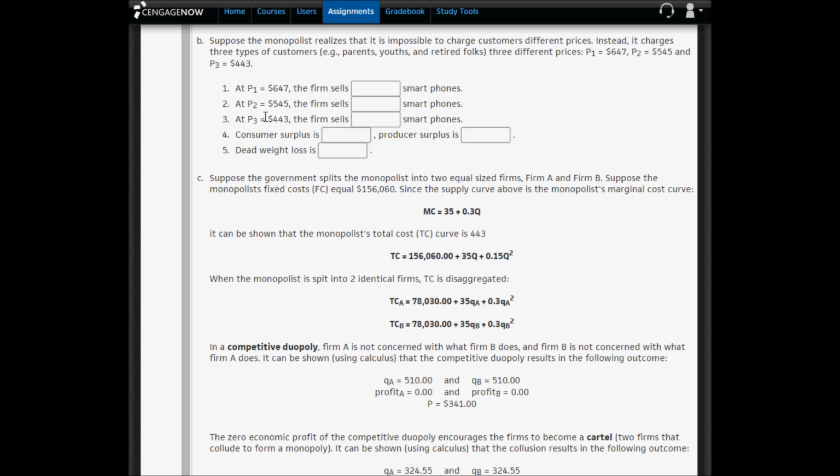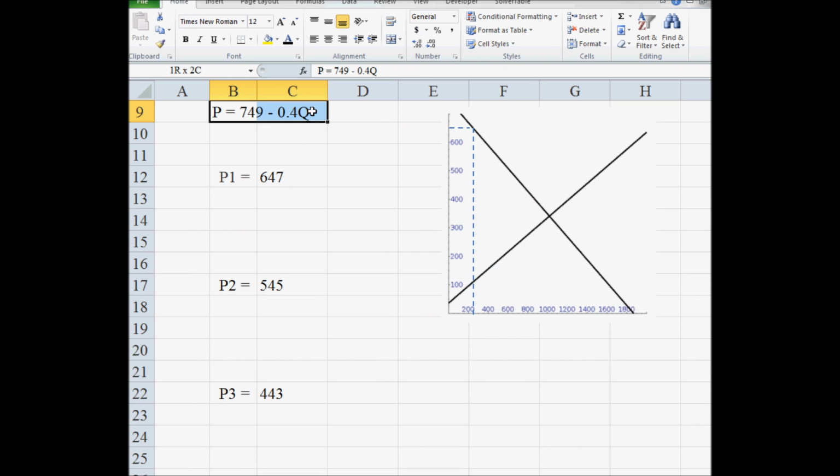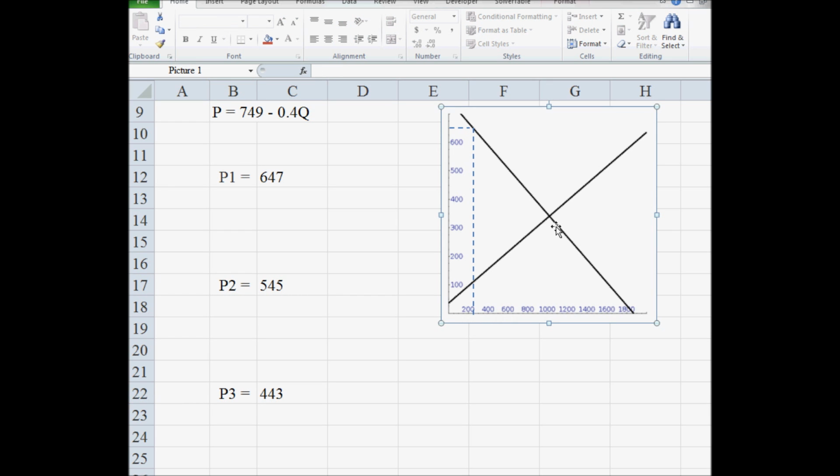And then we want to know how much the firm sells at $545, and then how much the firm sells at $443. I've copied these 3 numbers into Excel and the demand curve, determining the quantity of smartphones sold. So I have the demand curve here, price 1, price 2, price 3. Then I also have copied in the demand and supply curve from the problem, and this dashed line corresponds to a price of about 647 and a quantity of just over 200.